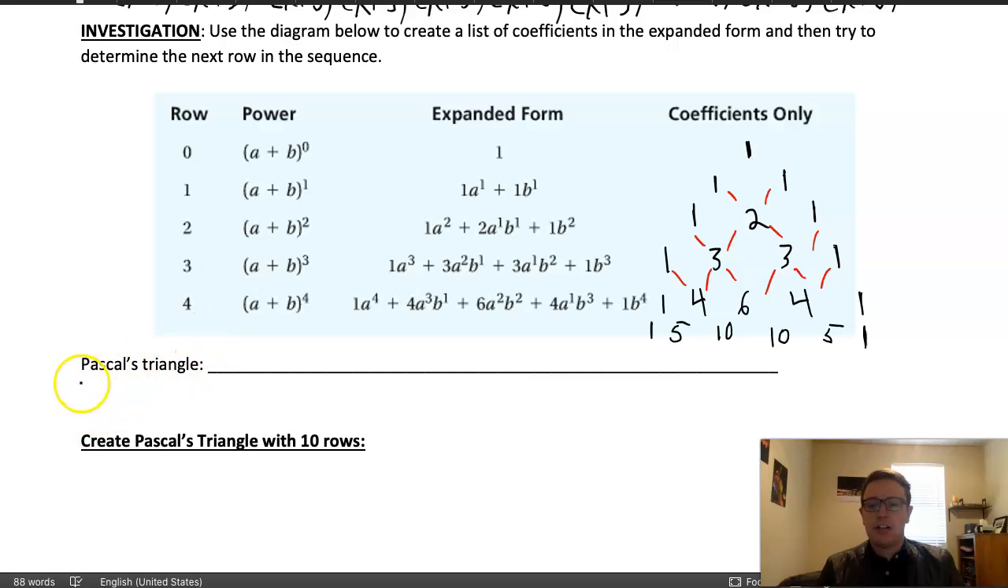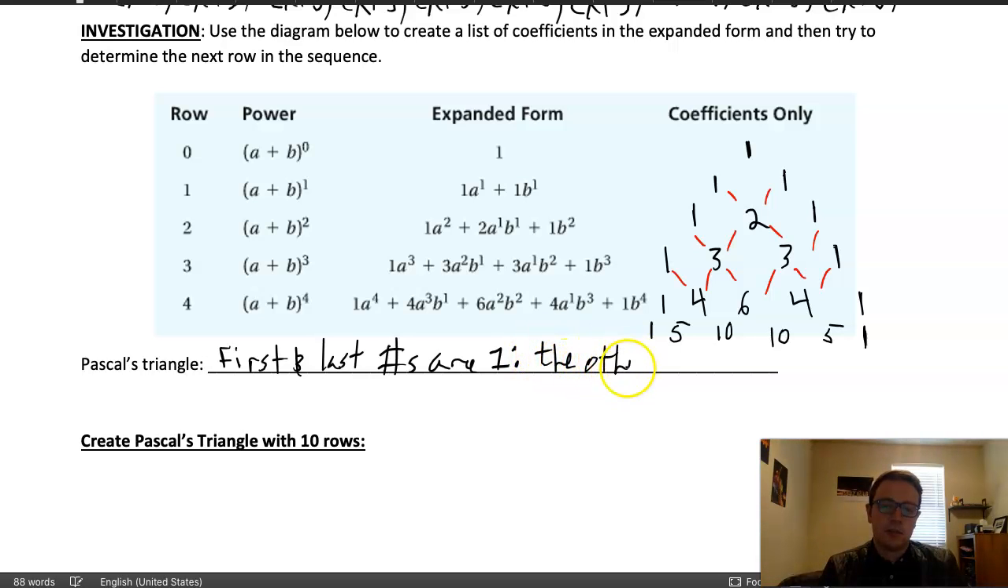Now this is what we call Pascal's triangle. And Pascal's triangle says that our first and last numbers are going to be 1, and the interior numbers we get from adding the previous terms together. So the other numbers are the sum of the two numbers above it.